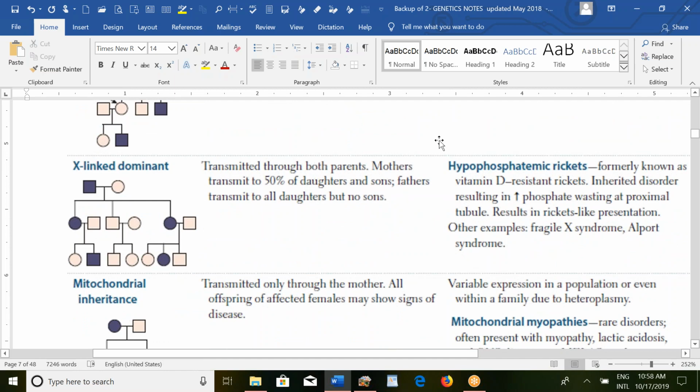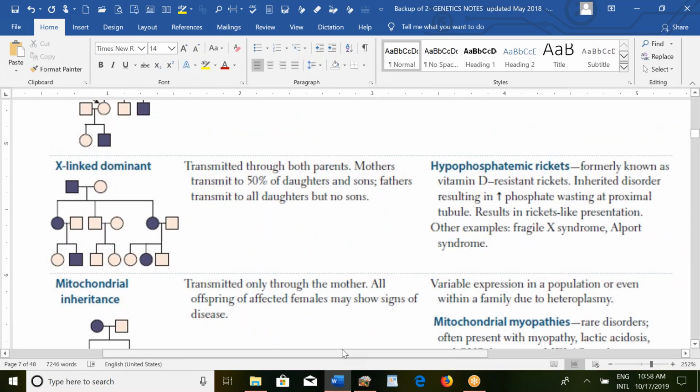And they will ask you this type of question in part 2 also. Okay, so the next mode of inheritance is X-linked dominant. This is transmitted through both parents. Mothers transmit to 50% of daughters and sons, and fathers transmit to all daughters but no sons. So here, the father was affected. He passed the gene to one of the daughters and she passed it on to her son.